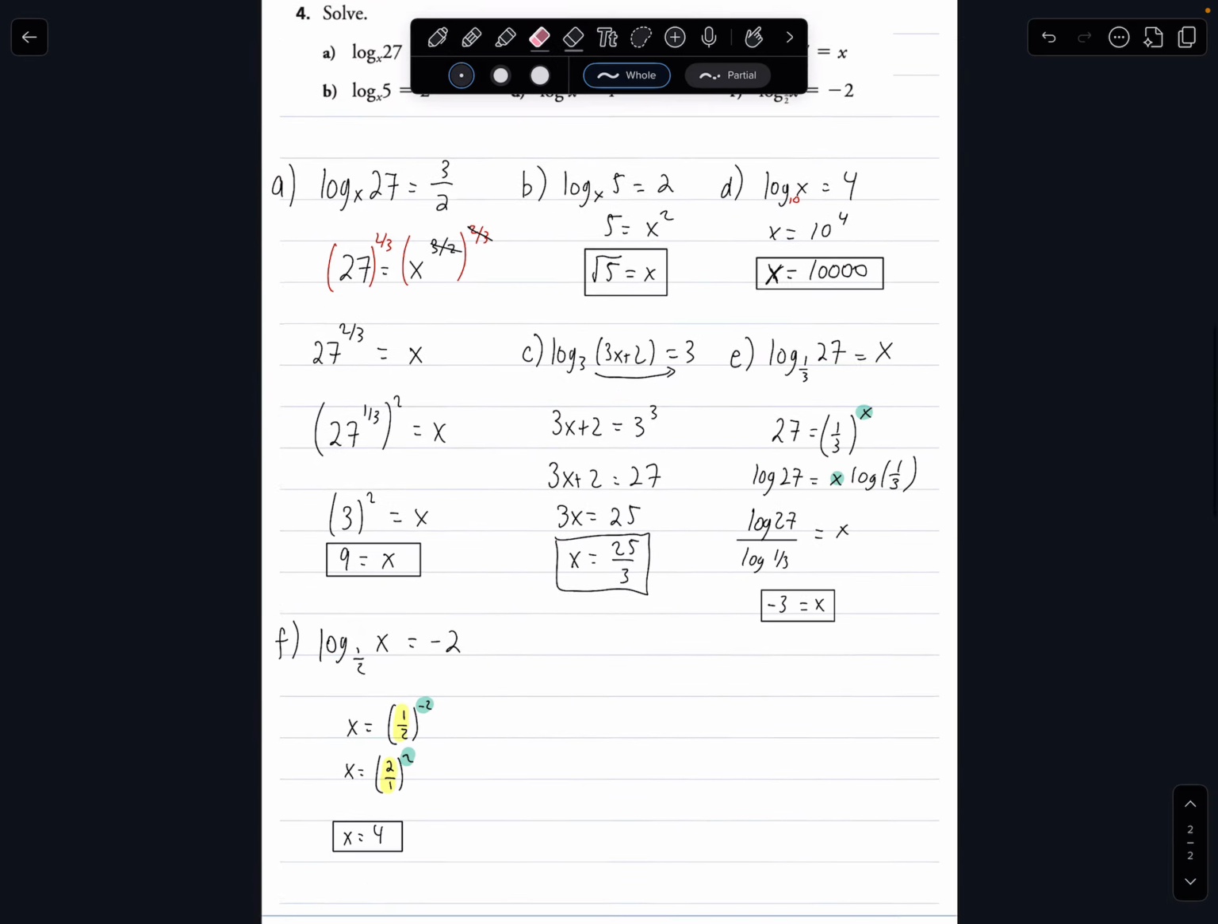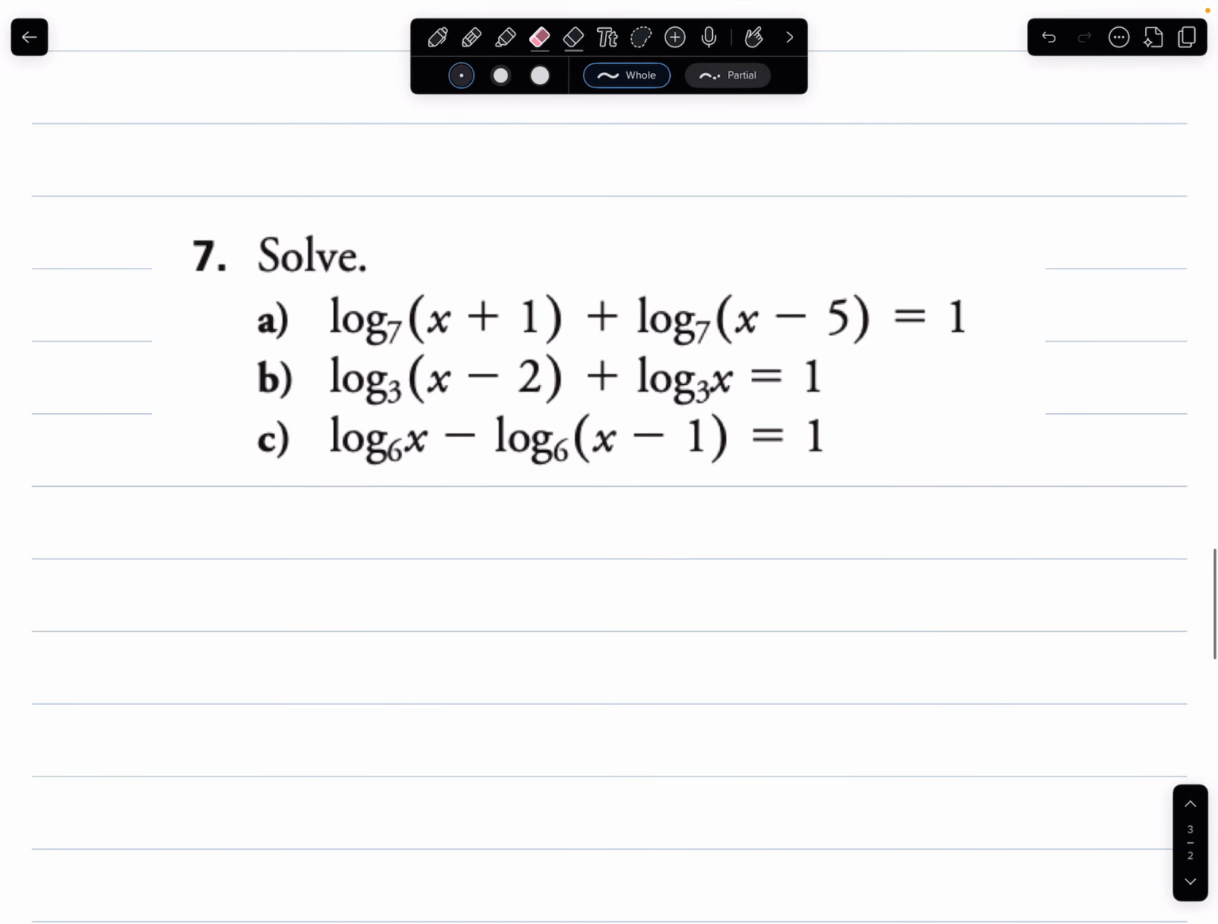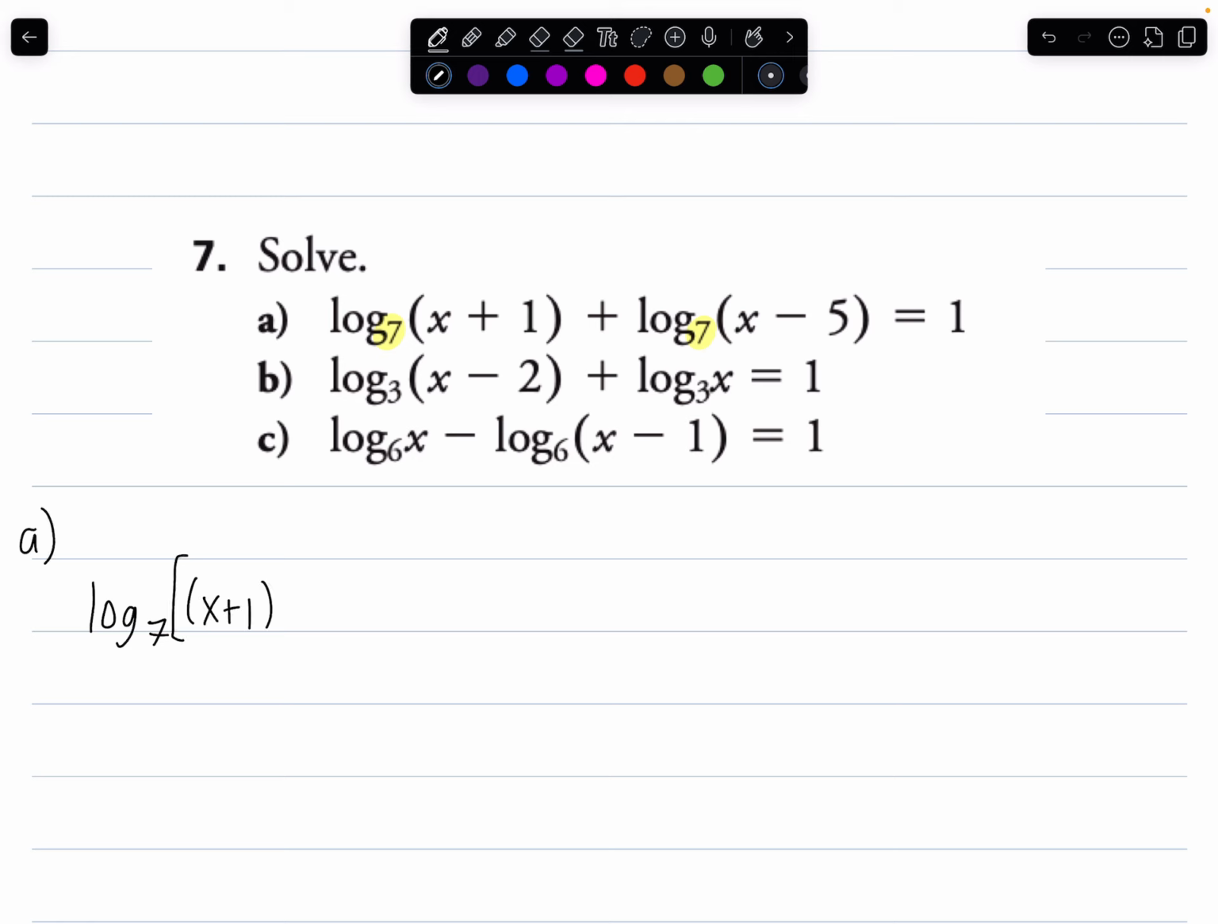So let's look at question 7. 7 is a little interesting. This is a little bit more complicated because now we're adding different things together. So let's look at this. Over here we have the same base of log base 7. And remember, we know that when we have the same base, what we can do is we can actually multiply these two together, because the addition signals multiplication.